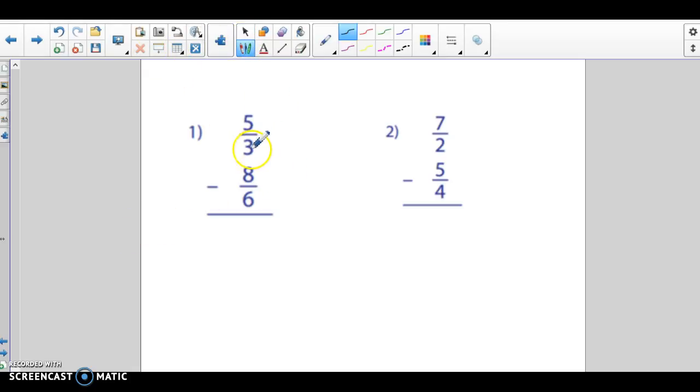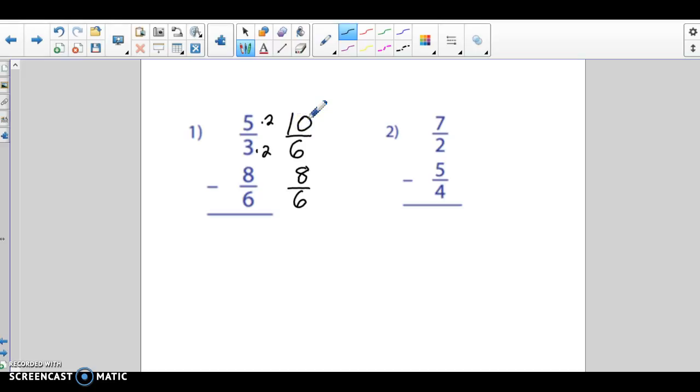I'm going to show you a couple. First, can we subtract this problem the way it's written? No. We need to find a common denominator. So what's the common denominator going to be? 6. All right. Did we do anything to the denominator? No. Okay. So that stays the same. What did we do to thirds to make it sixths? Times 2. Right? What you do to the bottom, you do to the top.